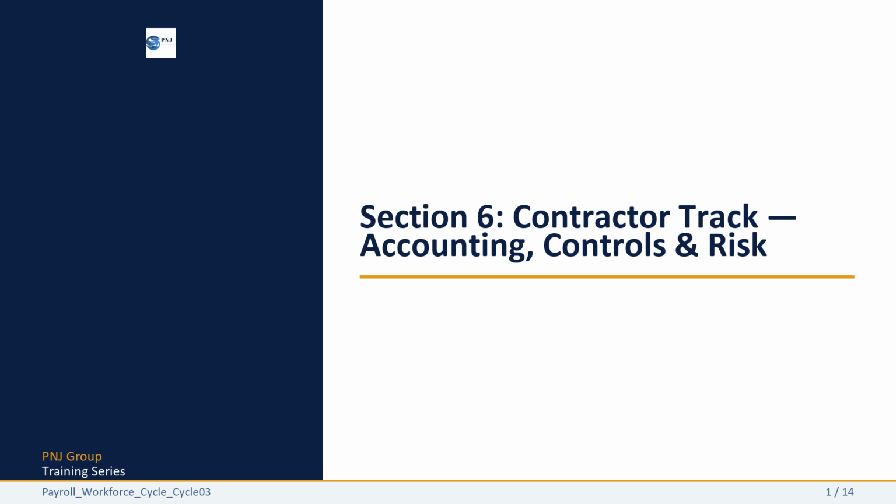Once you have classified a worker as an independent contractor and completed the onboarding steps covered in earlier sections, the accounting treatment, controls, and risk landscape shift significantly from the employee track. We will walk through the journal entries, the preventive and detective controls that protect the organization, the key risks to watch for, and the performance indicators that keep the contractor program healthy.